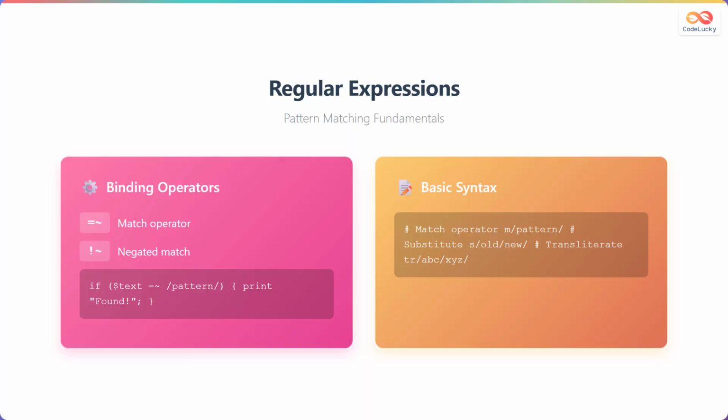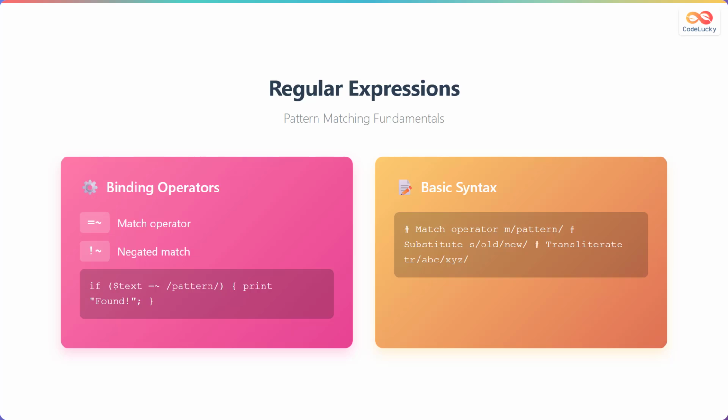Regular expressions are the heart of Perl's text processing capabilities. Understanding the binding operators is crucial for pattern matching. The match operator, represented by =~, tests whether a string matches a specific pattern. The negated match operator, !~, checks if a string does not match a pattern. These operators are typically used in conditional statements to control program flow based on pattern matches.